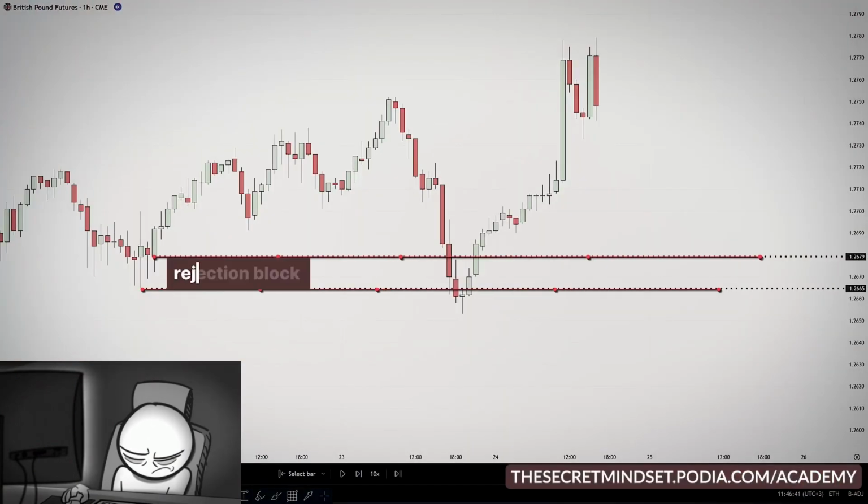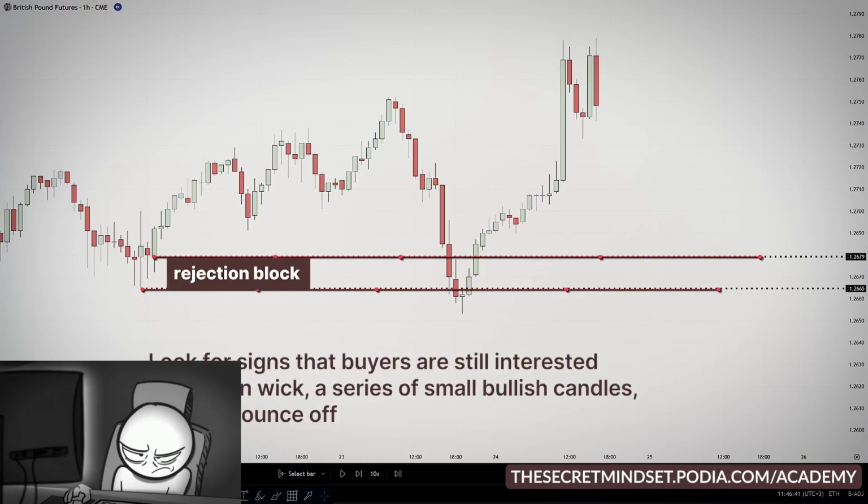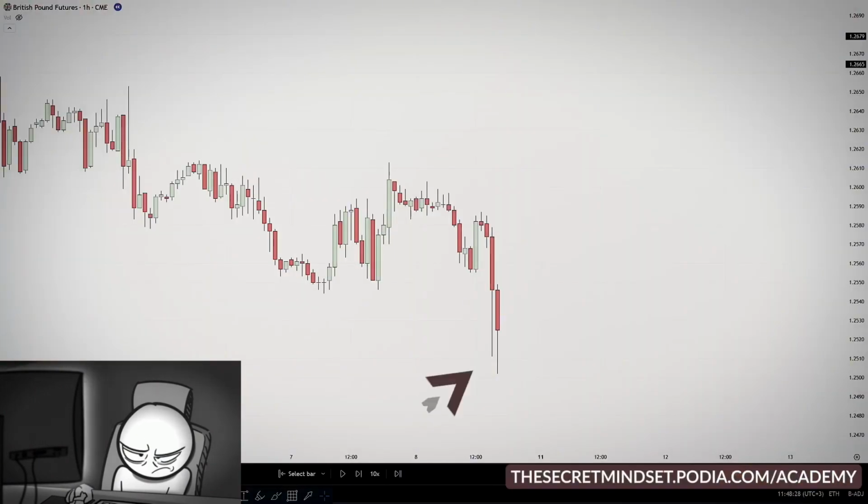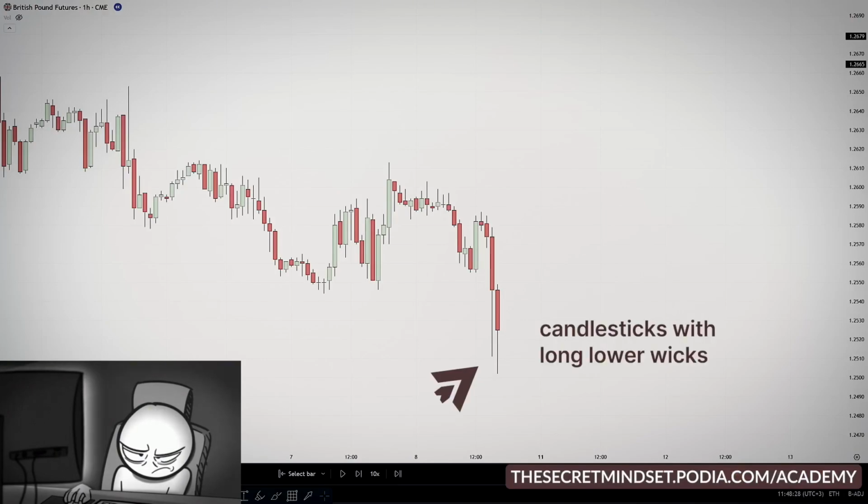Basically, we are looking for signs that buyers are still interested. Maybe another rejection wick, a series of small bullish candles, or even a sharp bounce off the level. If you see signs of rejection, you enter a buy trade. Another buy entry. We found two candlesticks with long, lower wicks near a recent low.